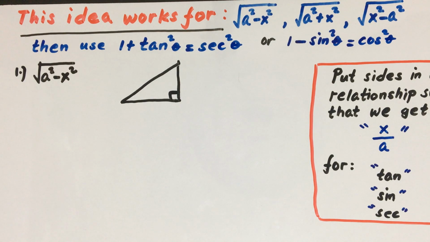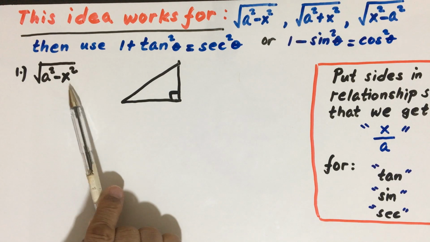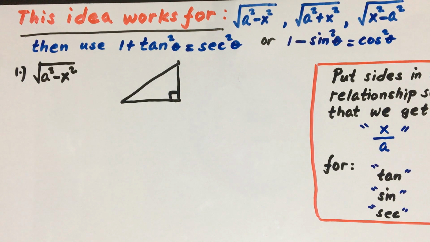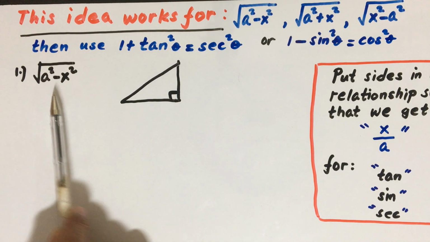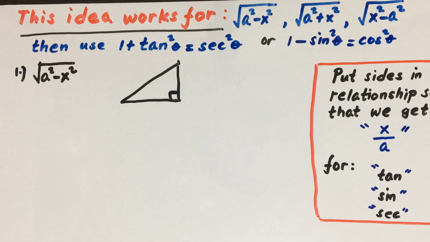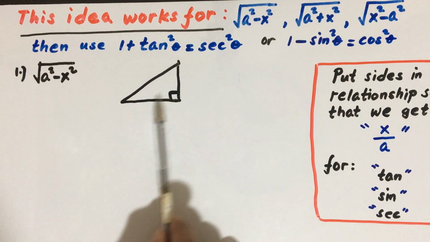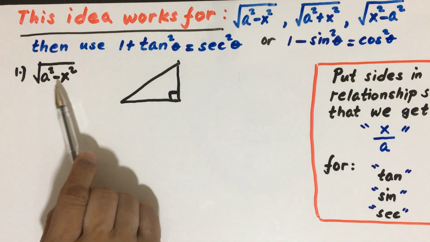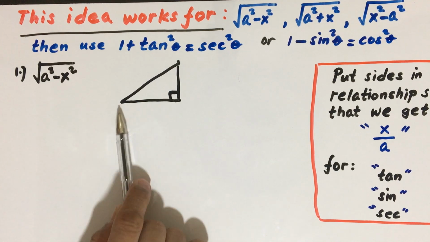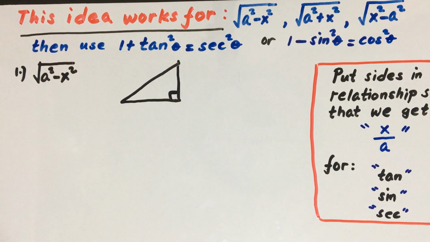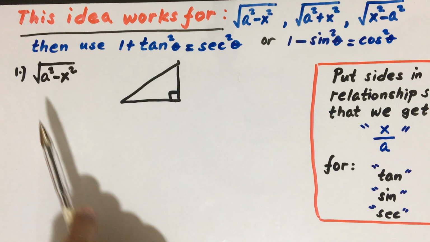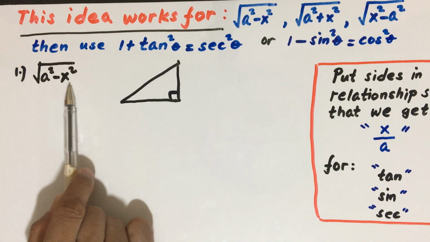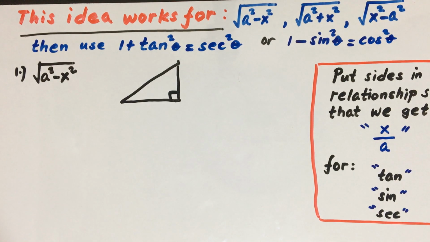Okay? And then from this given, the next thing to do is to figure out whether this is the hypotenuse of this triangle, or a side of this triangle, one of the legs of this right triangle. So since this is minus, we can say that this is just one of the legs of this triangle. Okay? And then we have to figure out also which of this a and x would be the hypotenuse, or one of the legs of this right triangle.